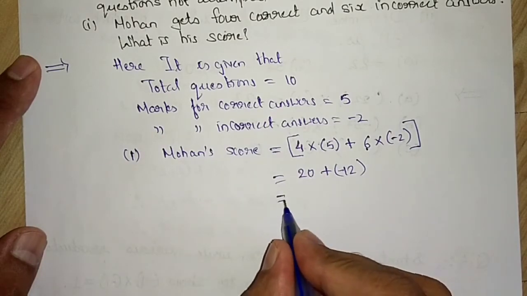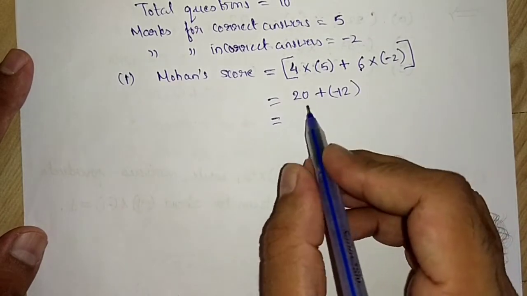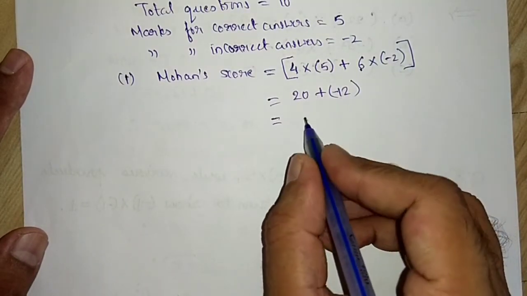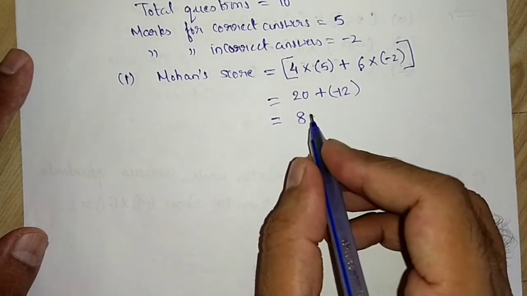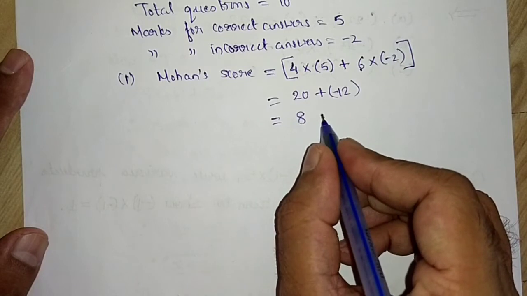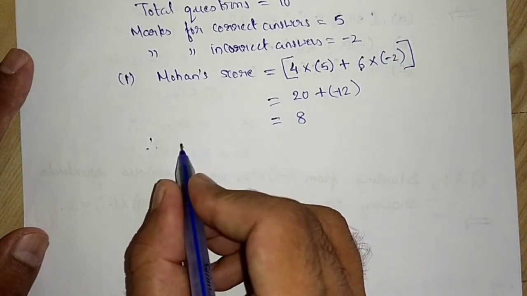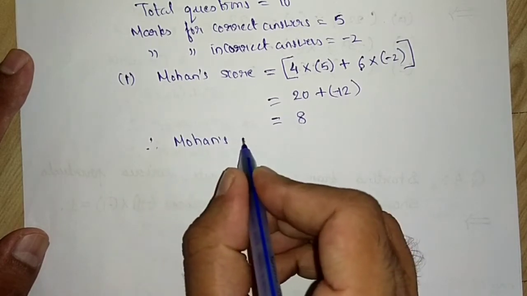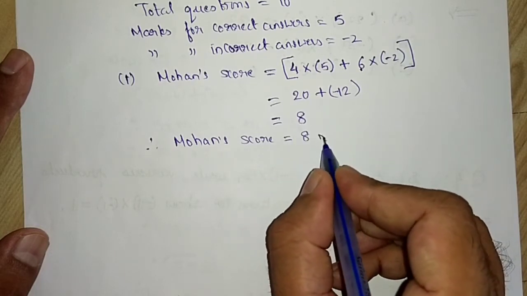Now we will add 2 integers with unlike sign. So we will subtract the numerical values. 20 minus 12 is 8, and give the sign of the largest integer. So it will be +8. Therefore, Mohan's score is 8 marks.